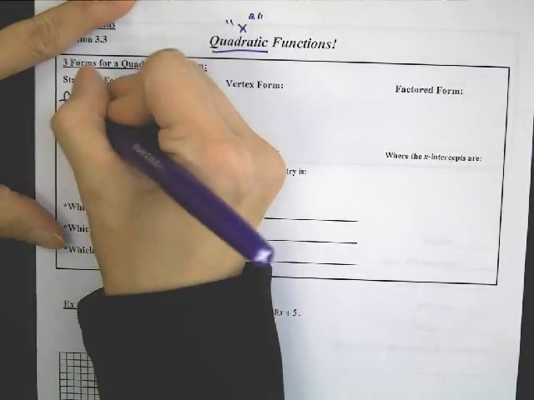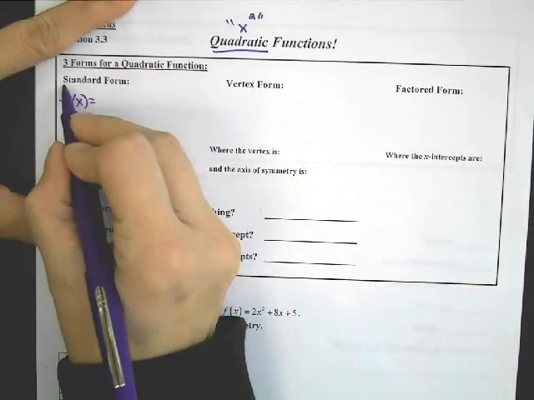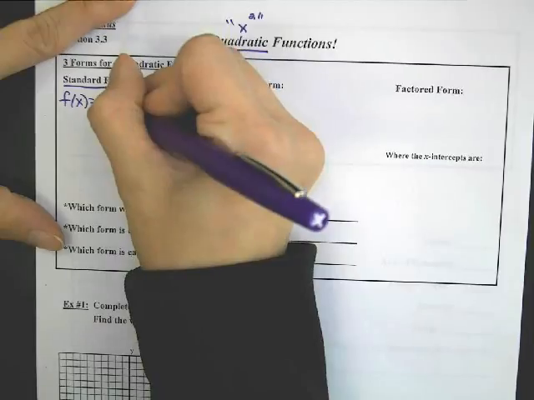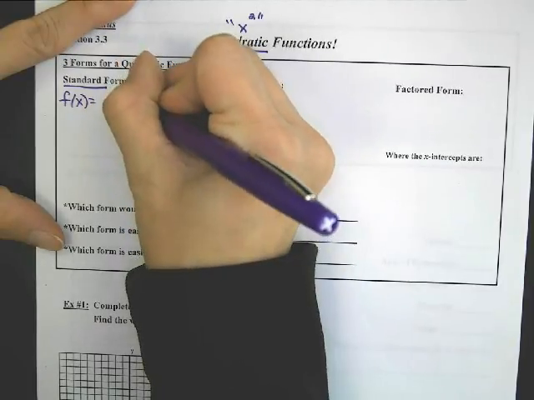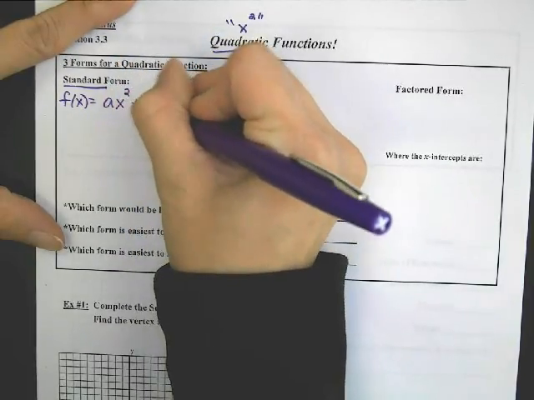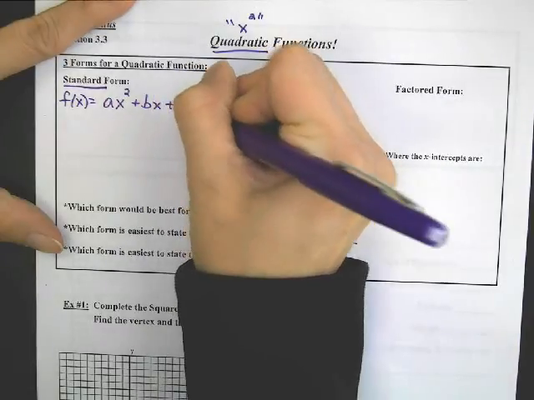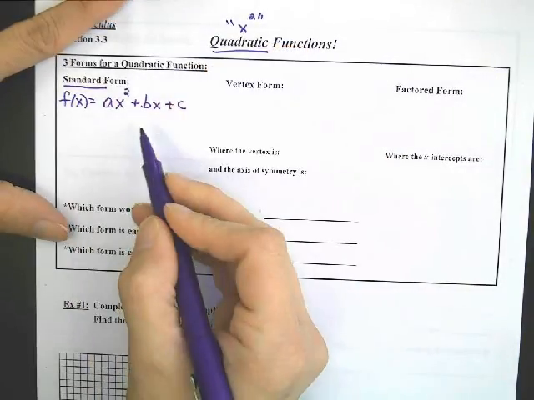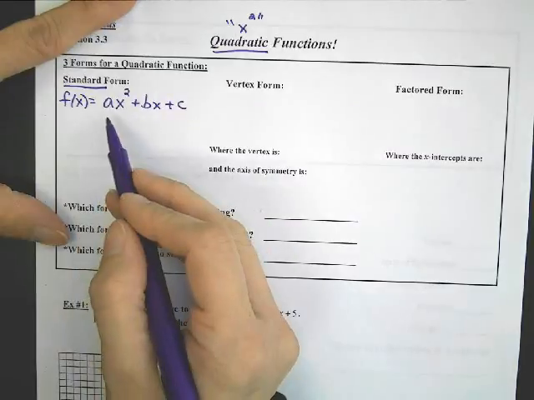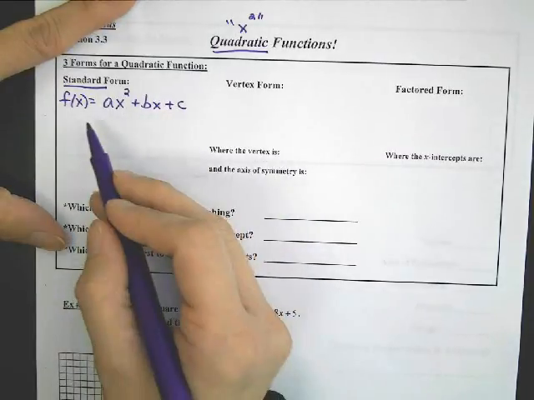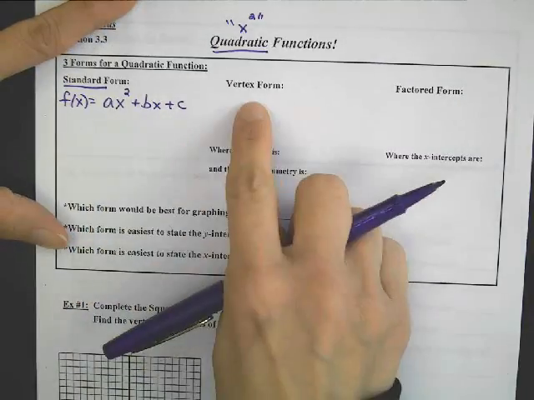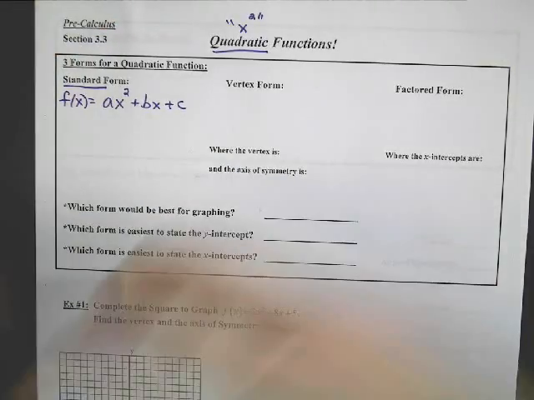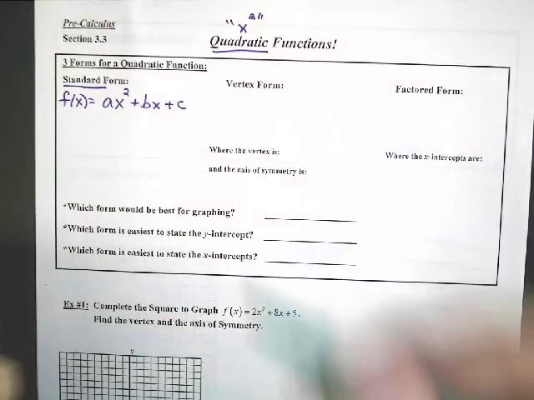Standard form: f of x equals, and anytime it's standard, it goes in descending order, ax squared plus bx plus c. When it's in this form, you can find the y-intercept very easily. You can factor it. You can do lots of stuff. Vertex form, rather, is even better, and this is the one that you've been dealing with.